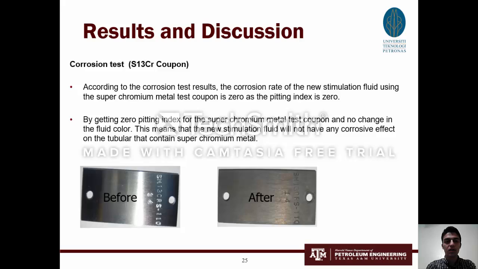Corrosion test using the superchromium coupon. According to the corrosion test results, the corrosion rate of the new stimulation fluid using the superchromium metal test coupon is 0, as the pitting index is 0. By getting a 0 pitting index for the superchromium metal test coupon and no change in the fluid color, this means that the new stimulation fluid will not have any corrosive effect on the tubulars that contain superchromium metal. And here is a picture of the coupon before and after.